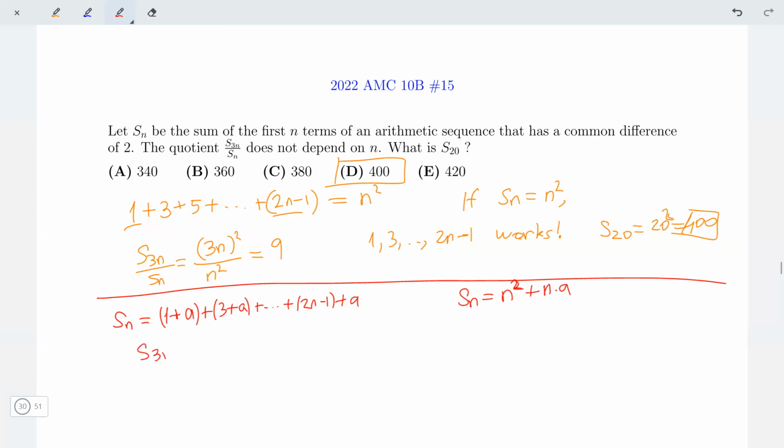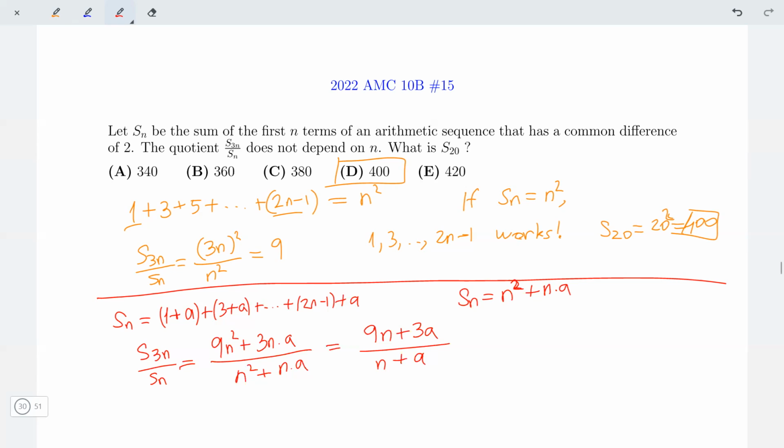So let's see what happens to S3n over Sn. So that will be 9n squared plus 3n times a, divided by n squared plus n times a. And if we cancel the n terms, we get 9n plus 3a over n plus a. So for this to not depend on n, a would have to be 0. Otherwise, it's a fraction that depends on n.